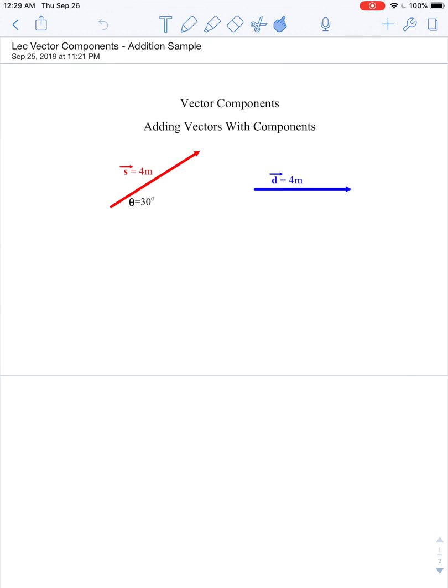Hi, this is Mr. Zarzak, and in this screencast, I'm going to add these two vectors using the component method. Okay, so we have vector S and we have vector D. Both of them have the same magnitude of 4 meters, so these are displacement vectors, but vector S points 30 degrees above the horizon.